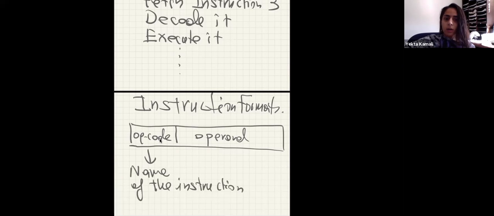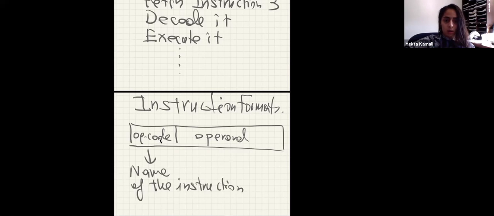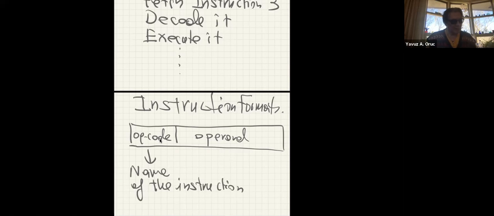Sarah, hi, what did you write there? Opcode, and then what's in front? After opcode, I wrote operand. Operand. Okay, thanks. You're welcome. The name of the instruction is the opcode, and the operand is the entity, the thing that the instruction processes.